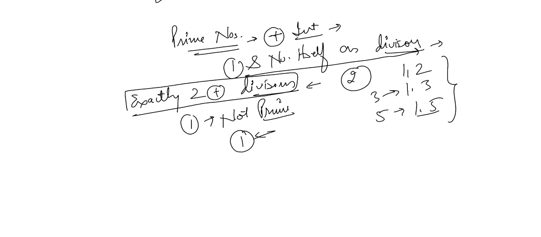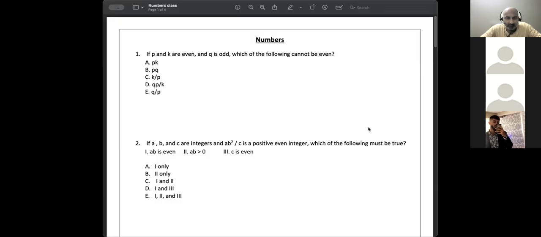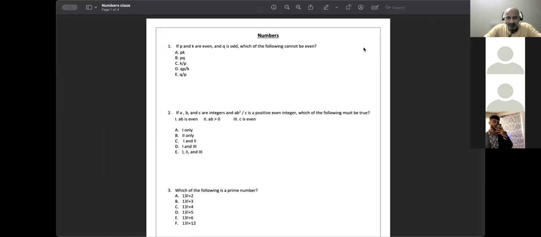Understood, guys? Let's take one or two questions. Just open the sheet. You were saying something about LCM and HCF. We'll come to that. Let's tackle odd, even, and prime number questions first. We'll discuss all those things. Let's do 1, 2, and 3. First, second, third. Let's give them a try.